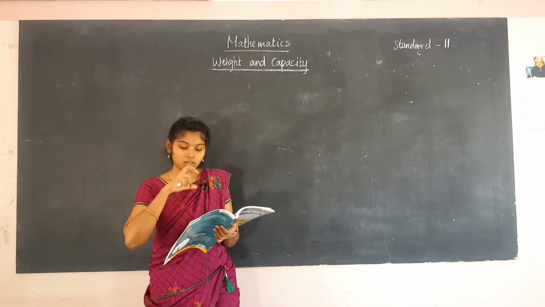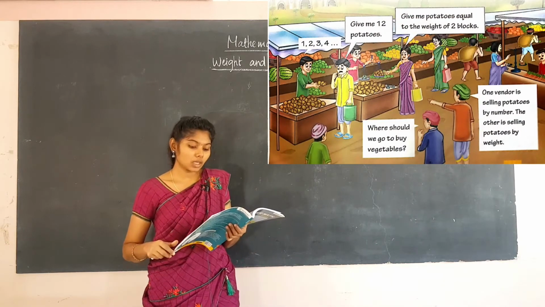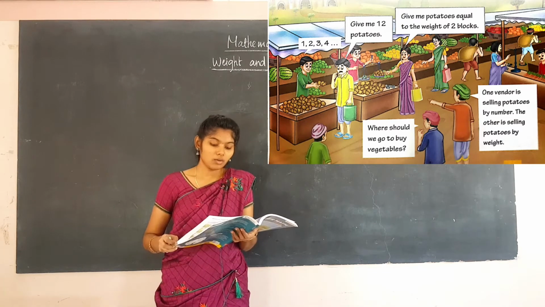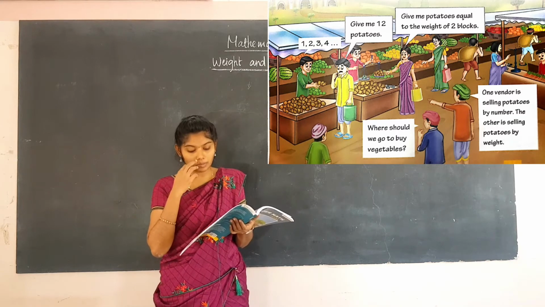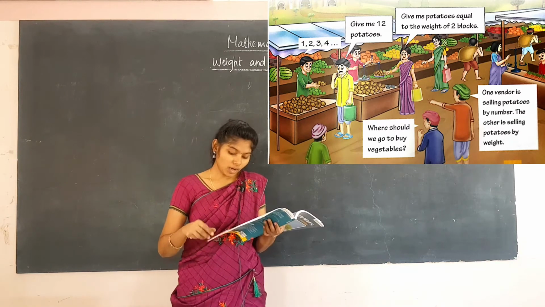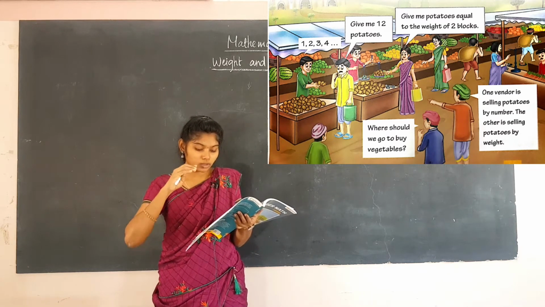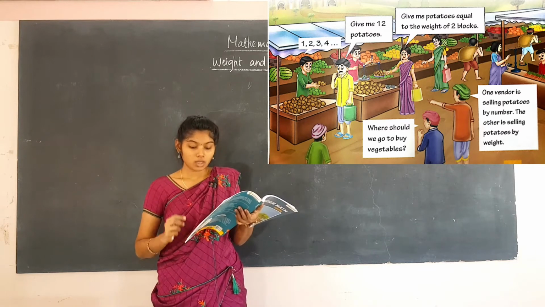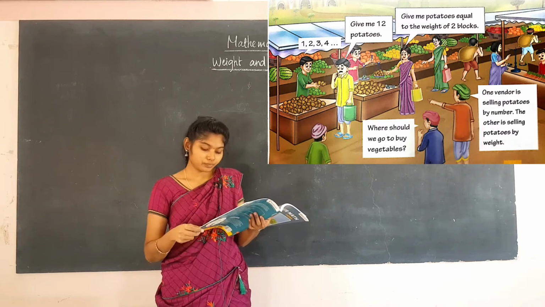Here the story is the same, the kingdom of King Aditya is given here. In the kingdom of King Aditya, vegetable sellers use different methods to weigh vegetables. See here, first the picture. Numbers are given, 1, 2, 3, 4 and so on. Give me 12 potatoes. They are asking for 12 potatoes. Give me potatoes equal to the weight of 2 blocks. So that is given there.